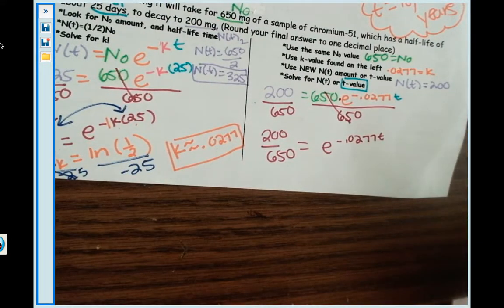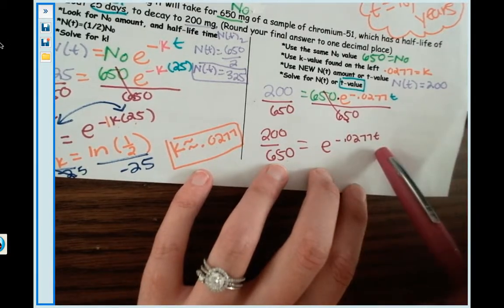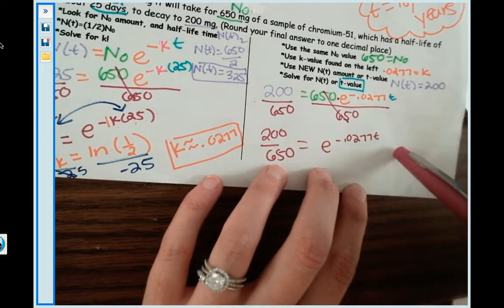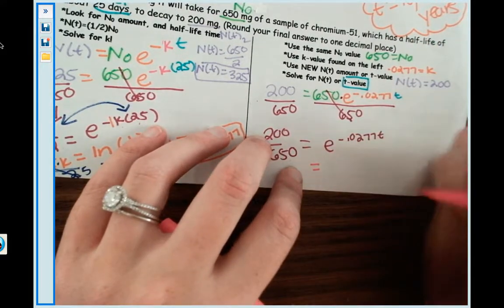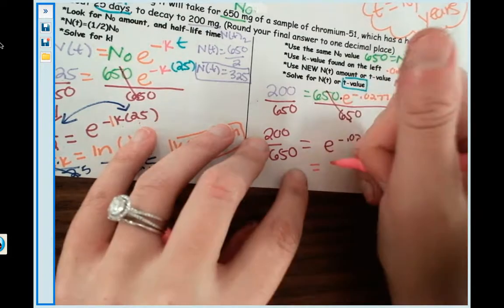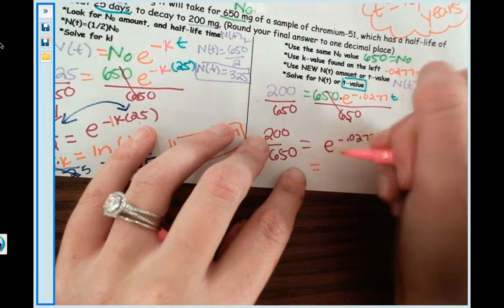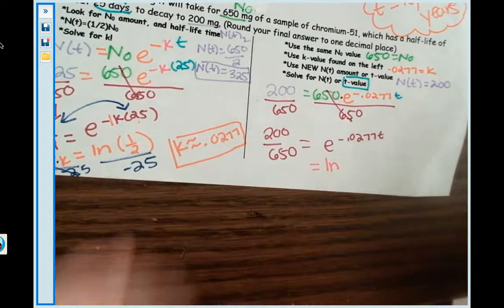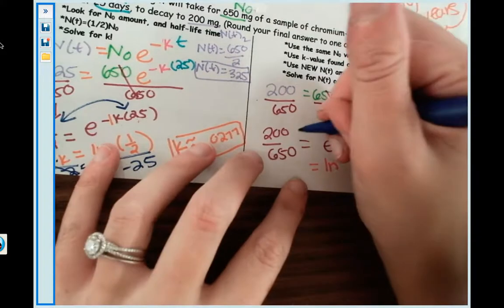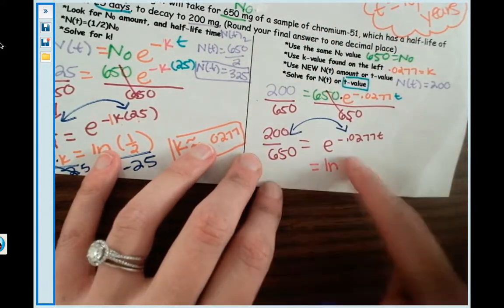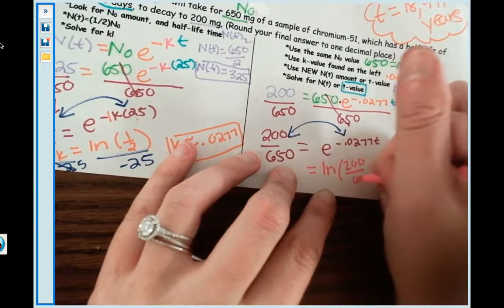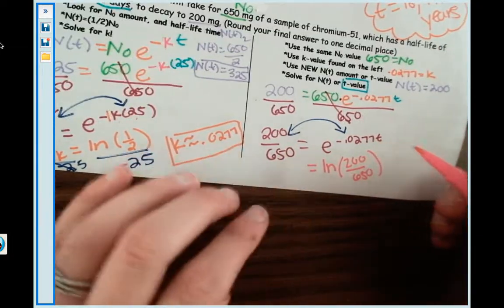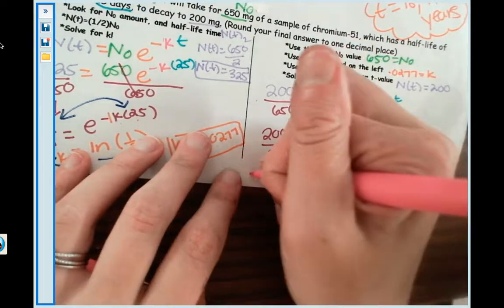0.0277t. So my t is trapped in the exponent, and the way we get it on one side by itself is converting this into a logarithm. The log is going to stay on the same side as my base. My base is here, so it's going to stay on the right-hand side, and since I have base e, it's going to remain as my natural log. These two are going to trade places. So my 200 over 650 is going to hop inside of my logarithm, and this negative 0.0277t is going to hop to the other side.